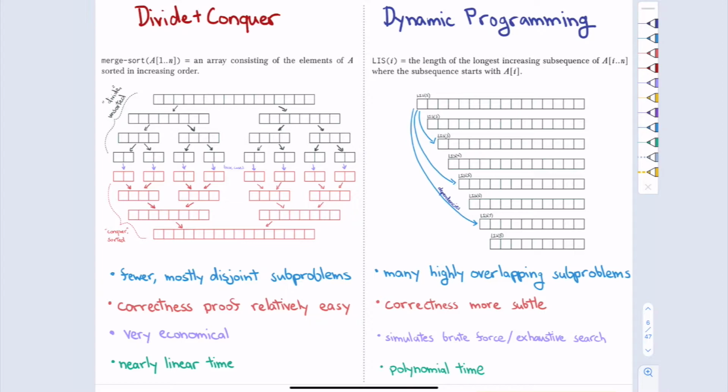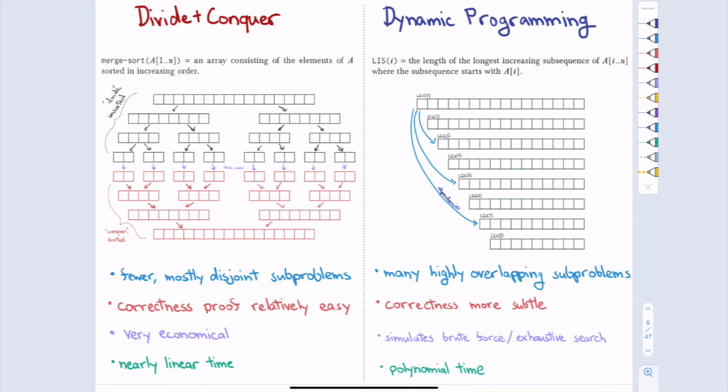Showing that merge sort is correct is relatively easy. I think it's easier to digest for the first time and see why merge sort is correct. It also was never really a debate whether or not sorting was in polynomial time. This is a problem that was already in polynomial time. We're just trying to make it faster. Whereas longest increasing subsequence and other dynamic programming problems are much more subtle to show why they're correct.